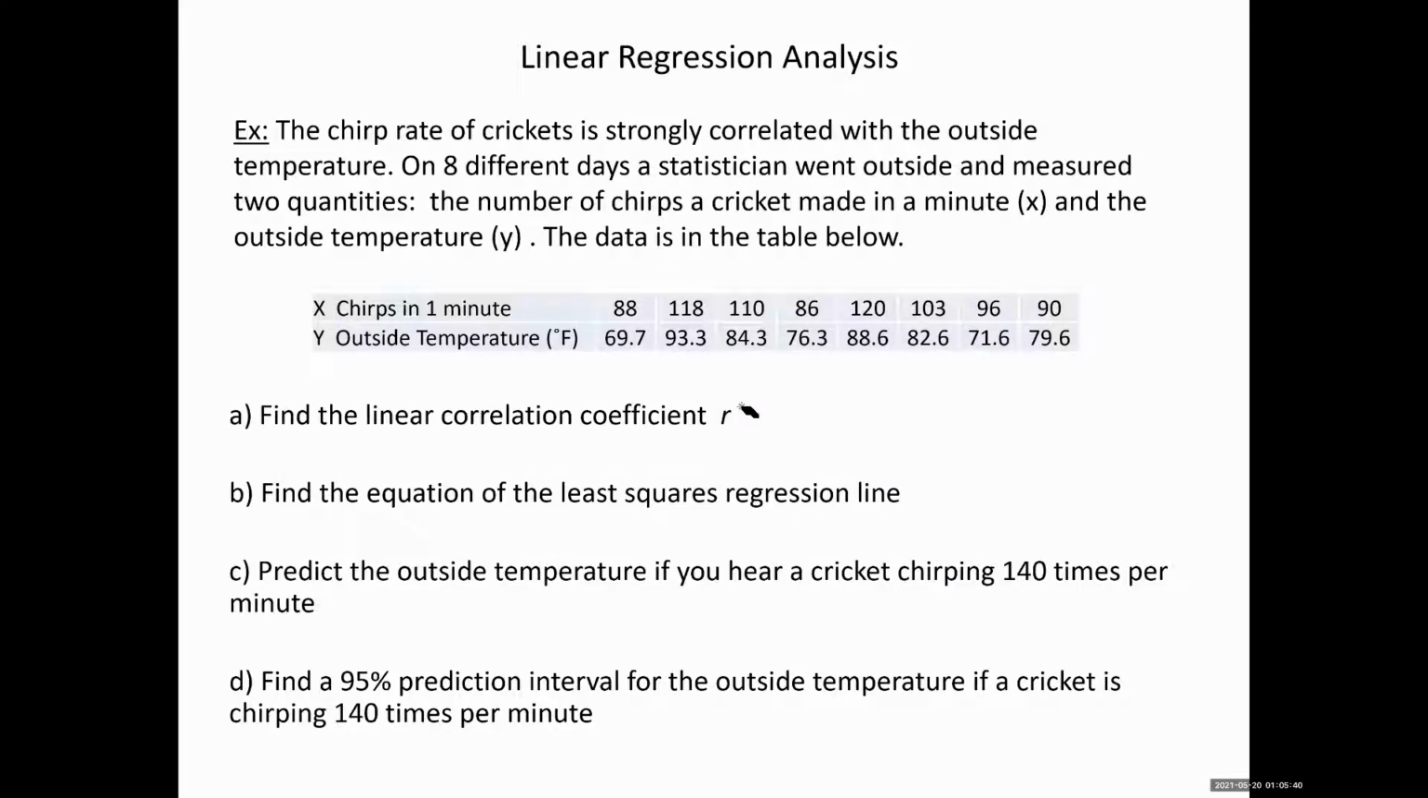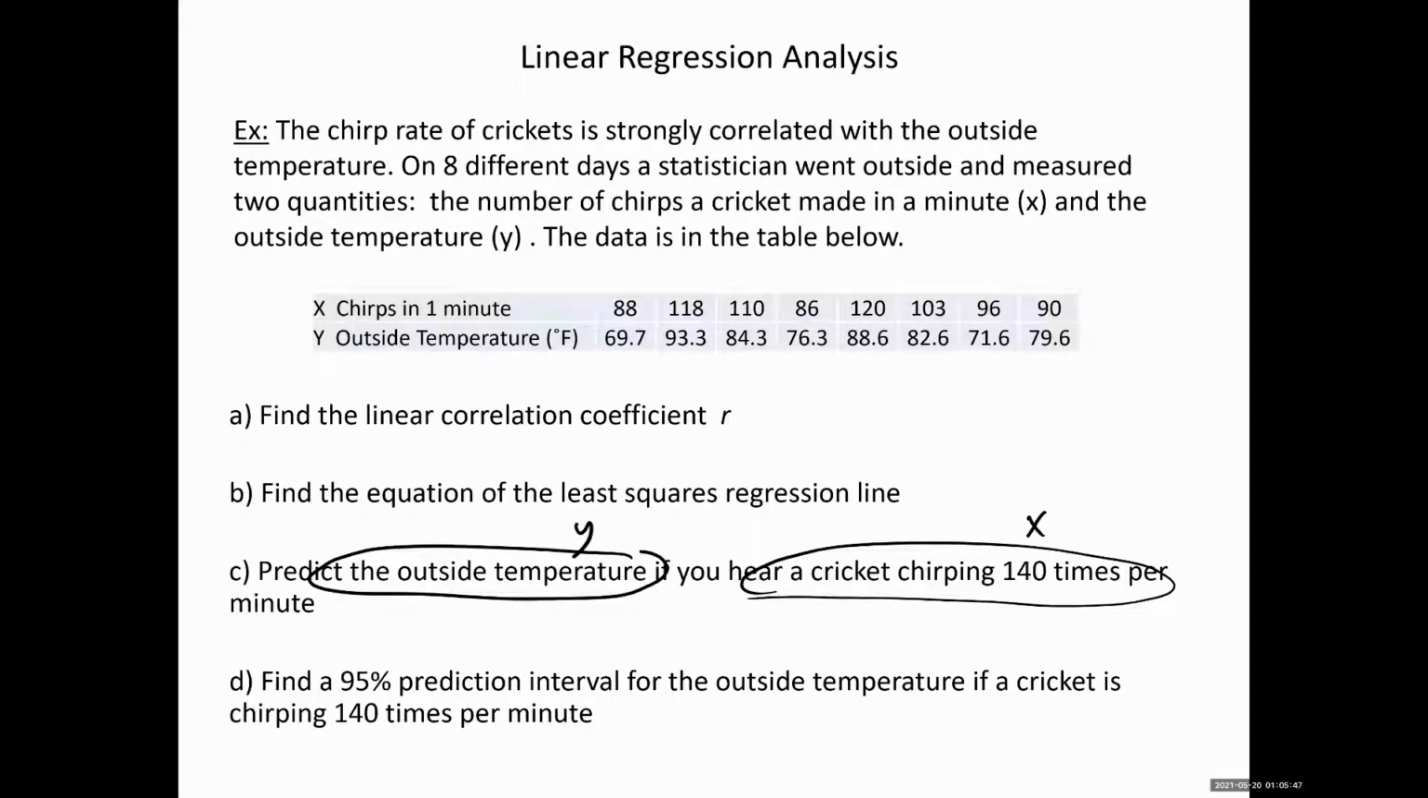Part C says, predict the outside temperature. Again, that's Y. If you hear a cricket chirping 140 times per minute, that's X. So they're telling you X is 140. You're going to plug that into the equation of the line, calculate Y, and make your guess for the outside temperature.